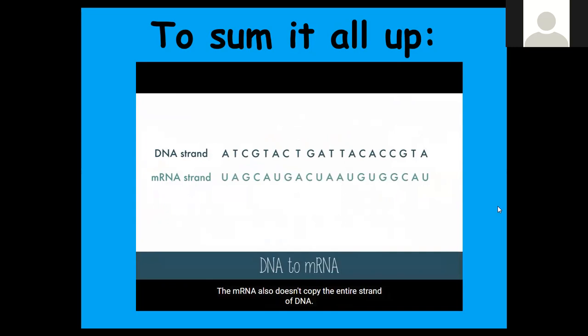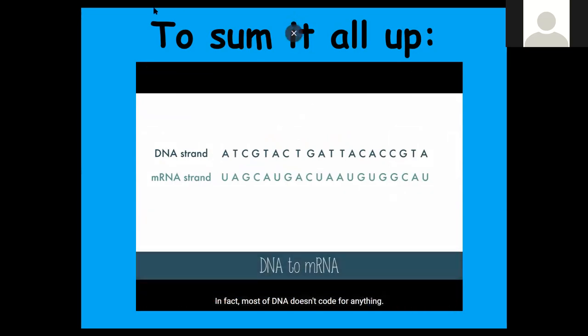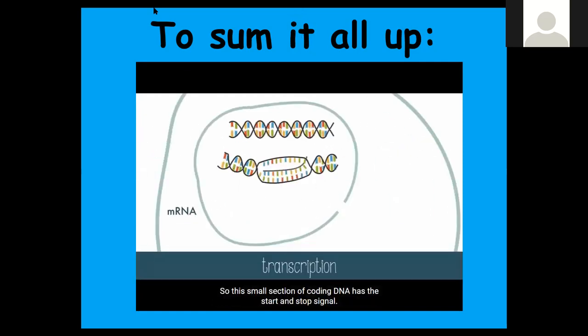The mRNA also doesn't copy the entire strand of DNA. It only copies the portion of DNA that codes for the protein it wants at the time. In fact, most of DNA doesn't code for anything. Only about 2% of it codes for protein. So this small section of coding DNA has a start and stop signal.